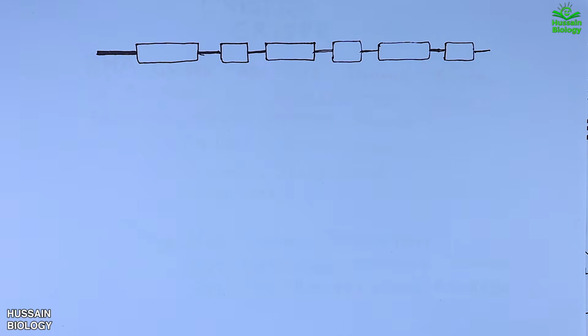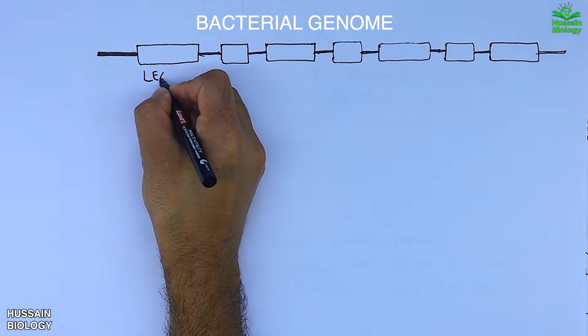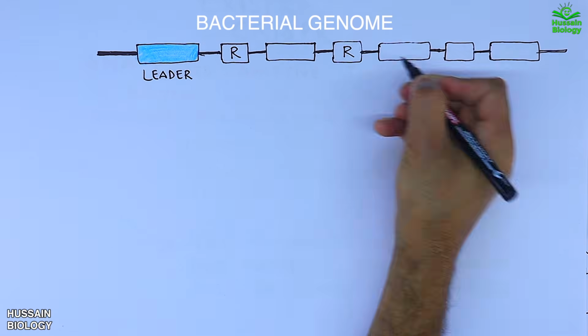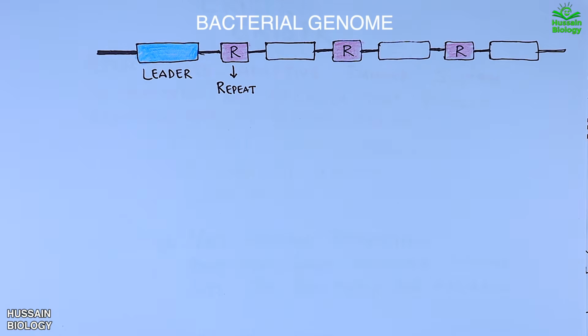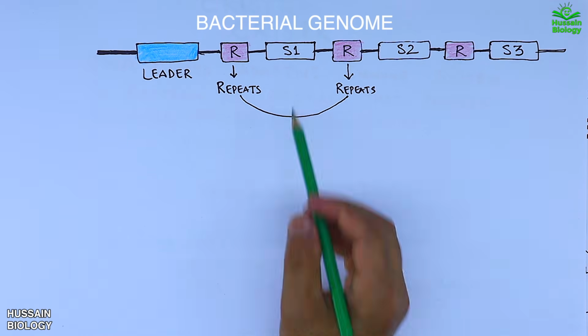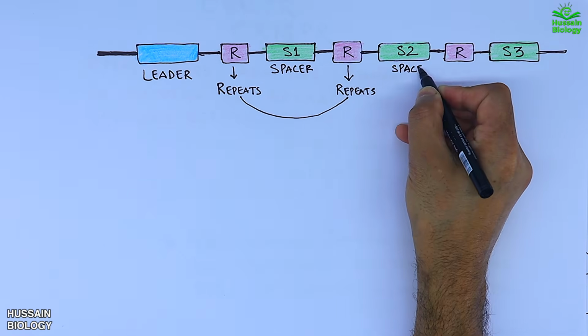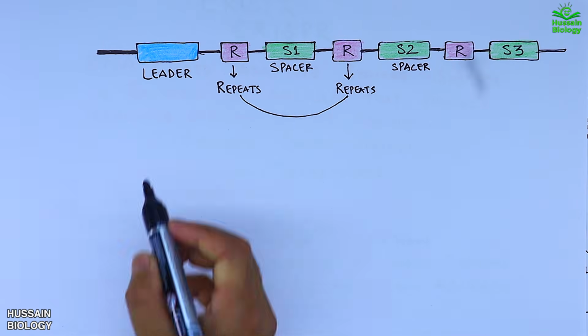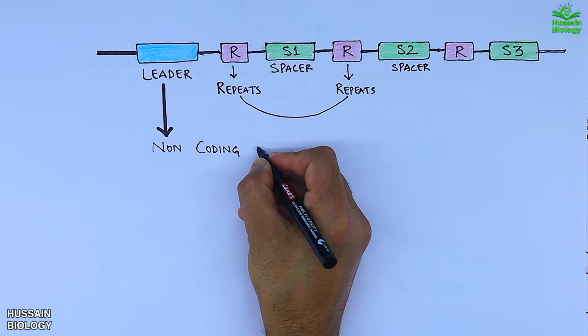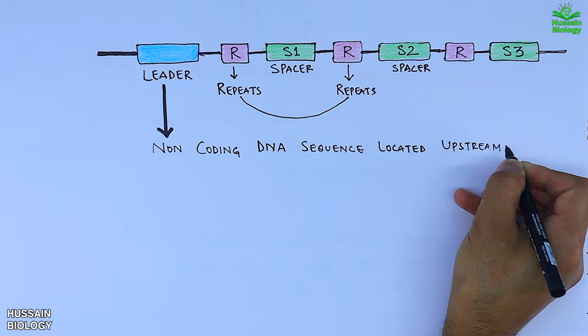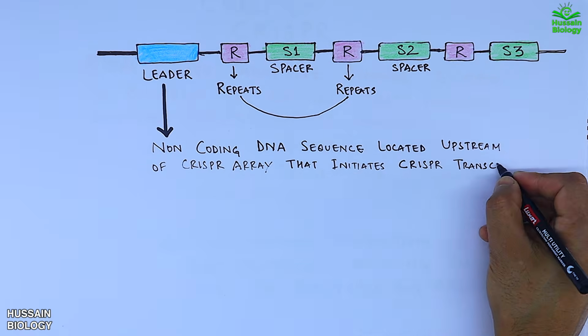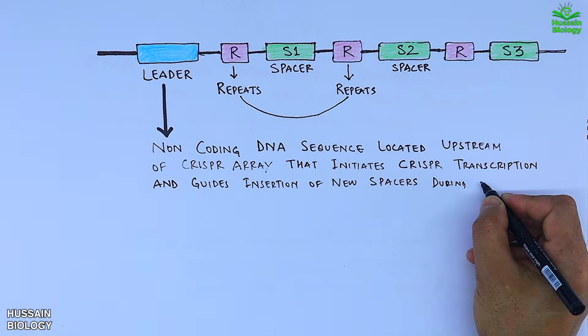Now let's take a closer look at the CRISPR array. As you can see here, at the beginning of the CRISPR array, we have the leader sequence. Next we have the repeats, shown as R in the diagram. These are short conserved DNA sequences that are repeated throughout the CRISPR array. And in between these repeats, we find the spacers, shown here as S1, S2 and S3. Unlike repeats, each spacer has a unique sequence. Now getting back to the leader. This leader is a non-coding region that helps initiate CRISPR transcription and also plays an important role during the acquisition of new spacers.